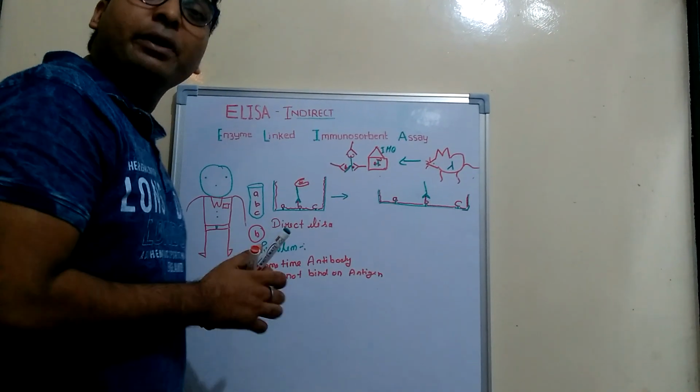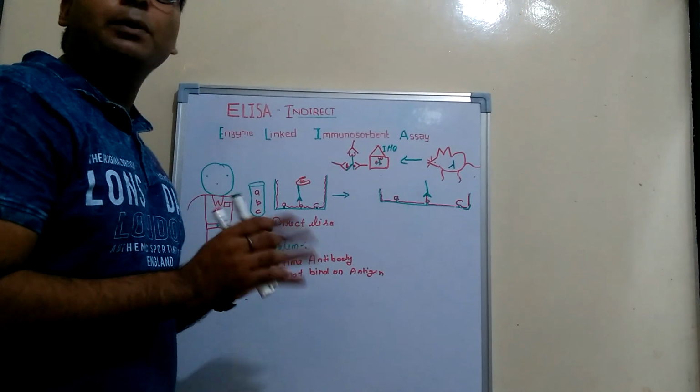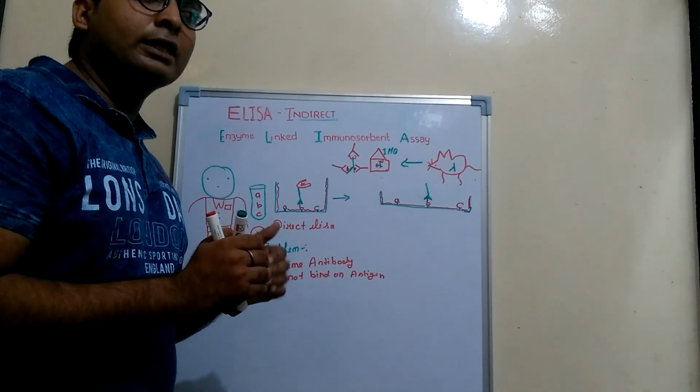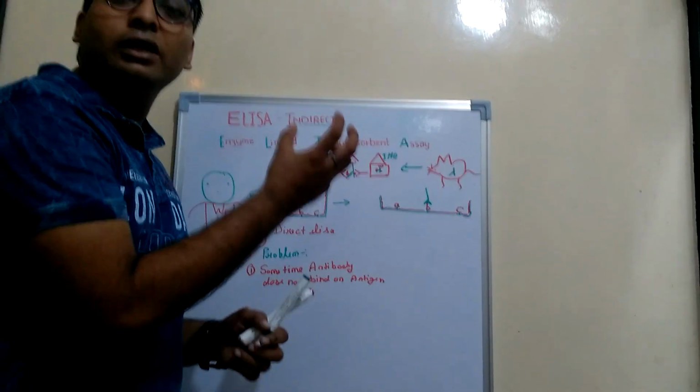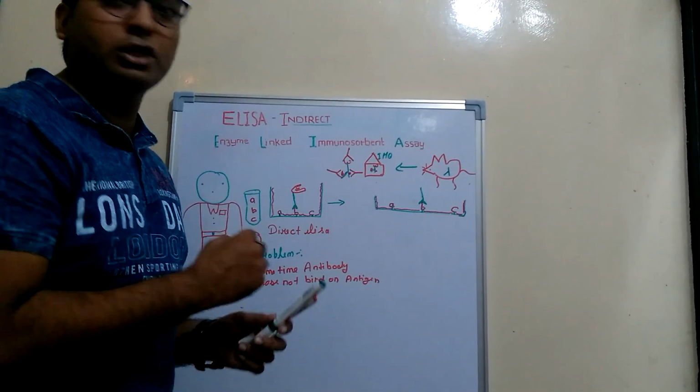This primary antibody will not have a particular enzyme, so it has no ability to convert the colorless substrate into a colorful substrate.